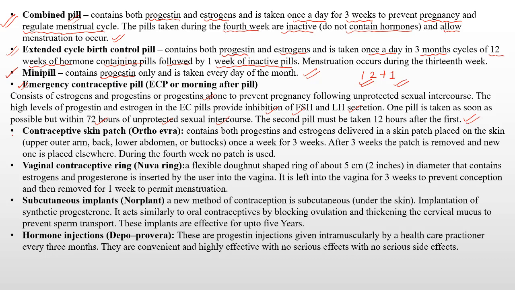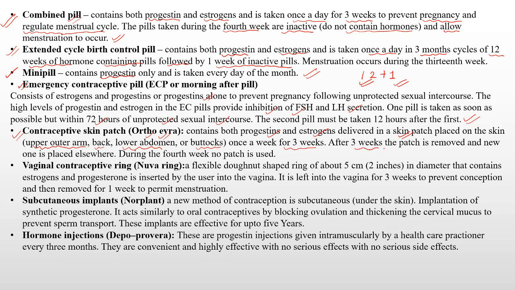Now we have contraceptive skin patches, also known as Ortho Evra. It consists of both progestins and estrogens, delivered in the form of a skin patch placed on the skin of the upper outer arm, back, lower abdomen or buttocks, once a week for 3 weeks. Once a week means 1 day in a week, for 3 weeks.